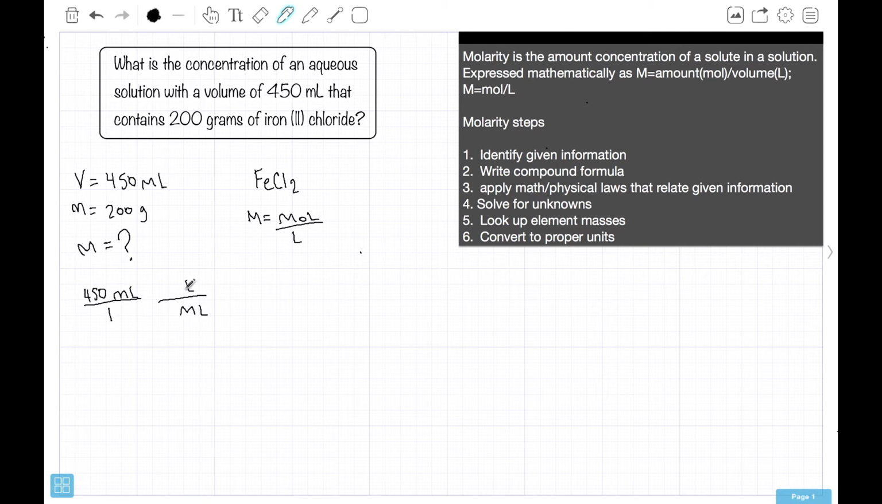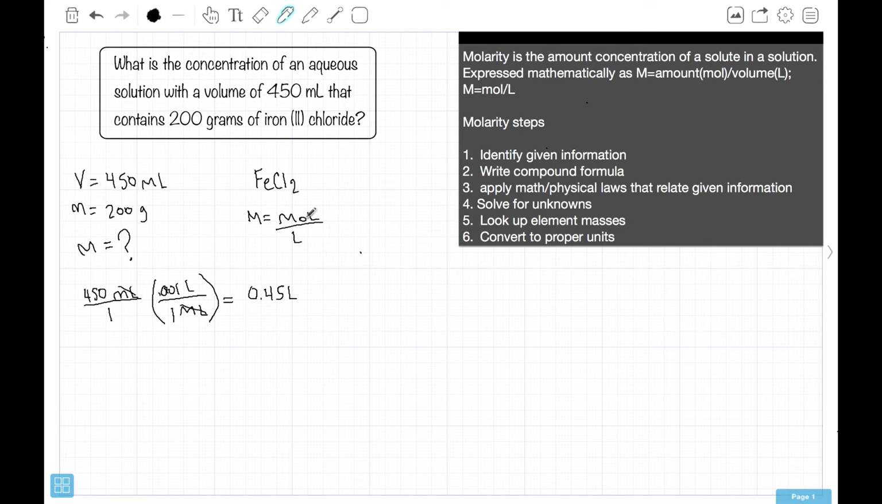So what's the relationship between milliliters and liters? Well, 1 milliliter equals 0.001 liters. So you do the multiplication and you see that milliliters cancel and you're left with 0.45 liters.